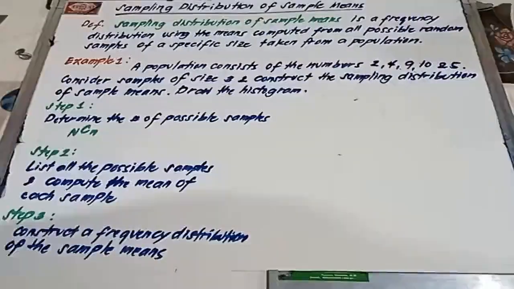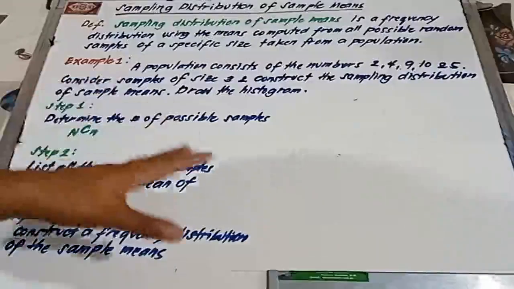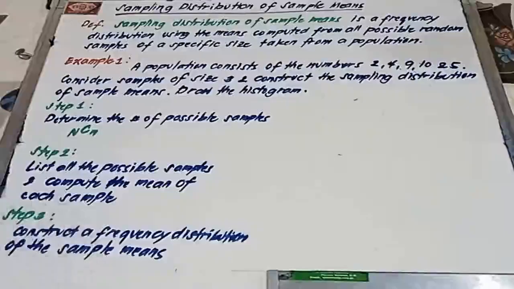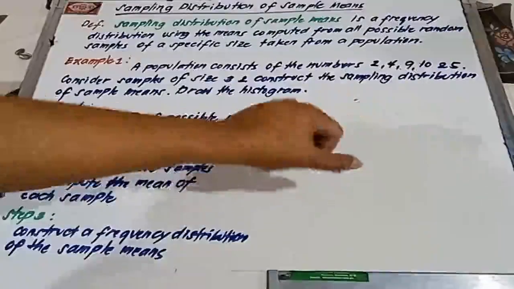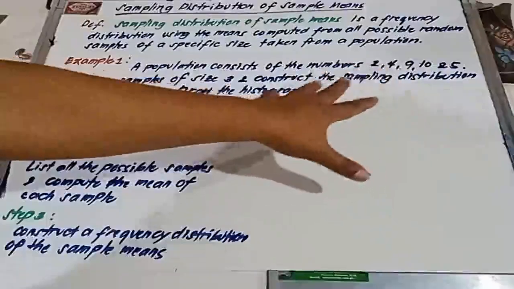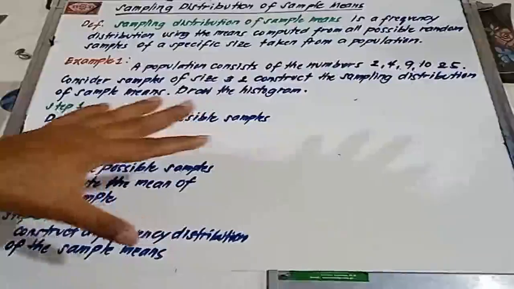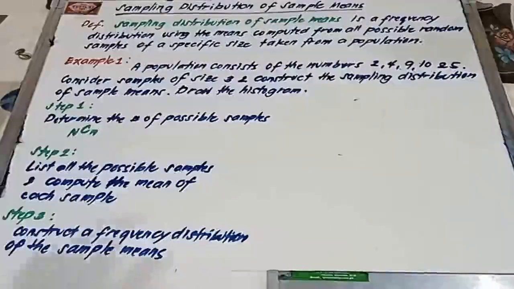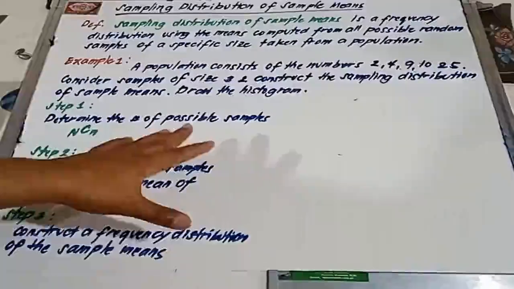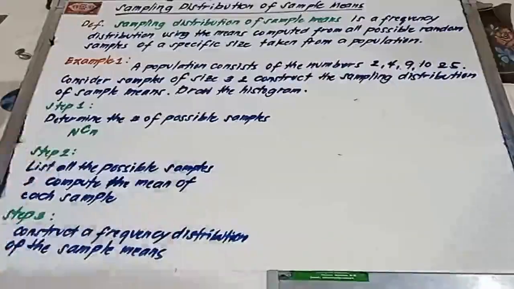Draw the histogram. So let's say itong mga scores na to, let's say these are test scores of all, let's say, kindergarten students in one of the daycare center in Lucena City. So, ibig sabihin, kung population to, yung daycare center na yon may 5 lamang kindergarten students. Okay? And that is already a population. Okay? So, we have here a finite population. The scores are 2, 4, 9, 10, and 5. Now, we are asked to determine or to construct the sampling distribution of sample means and to draw the histogram.